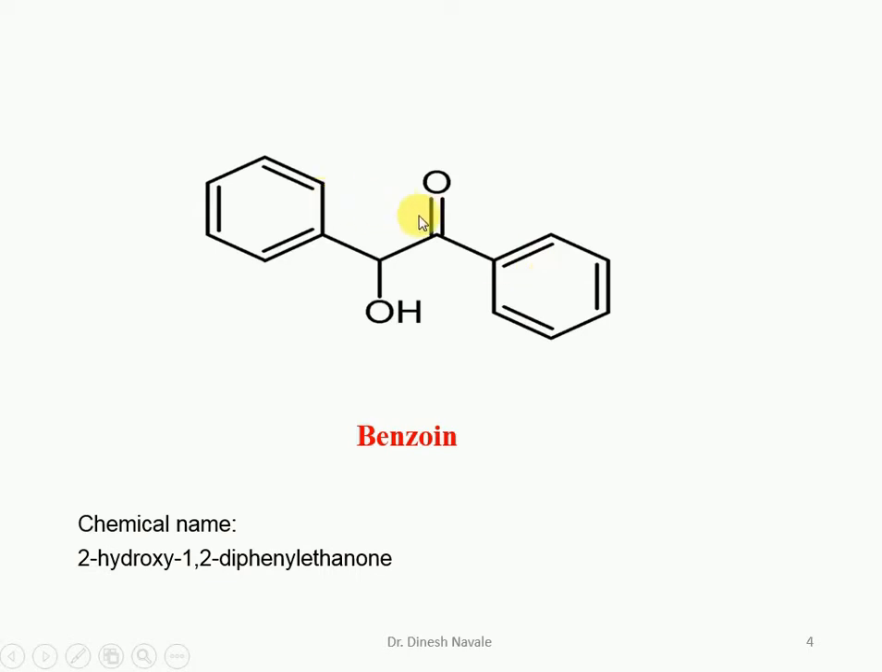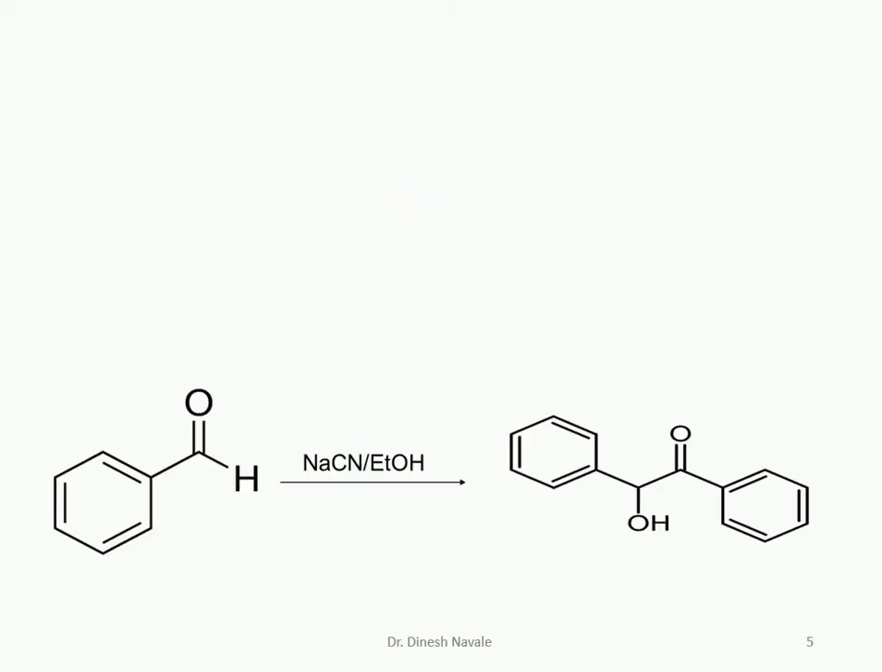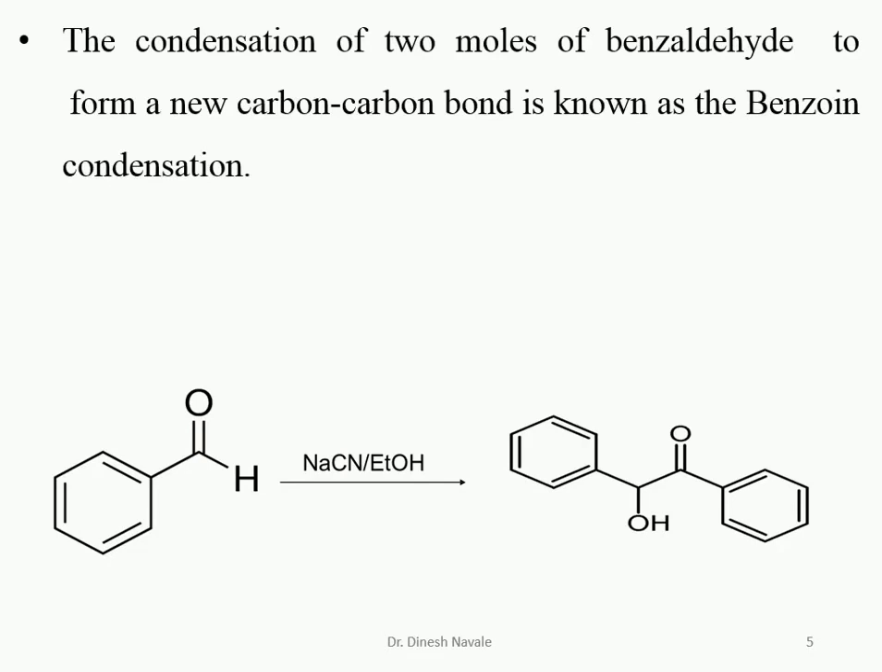Now if you look at benzoin condensation in detail, it is the condensation of two molecules of benzaldehyde to form a new carbon-carbon bond, known as the benzoin condensation. That means for benzoin condensation, the basic requirement of the starting material is benzaldehyde or an aldehyde which does not contain an alpha hydrogen atom, like an aromatic aldehyde.